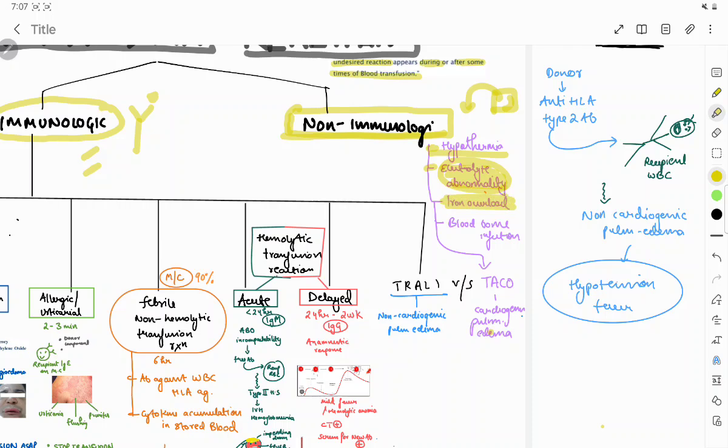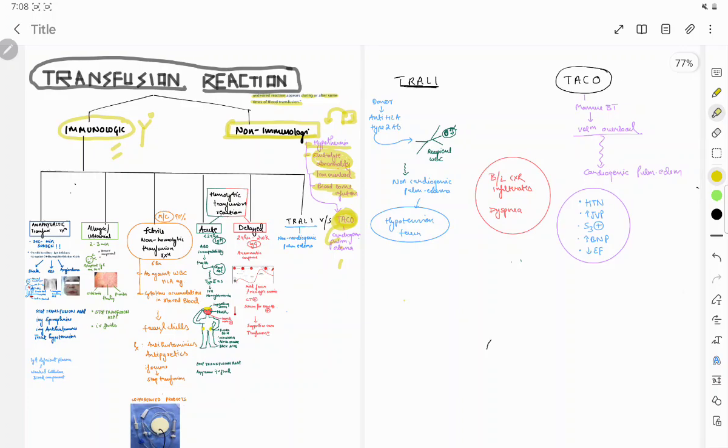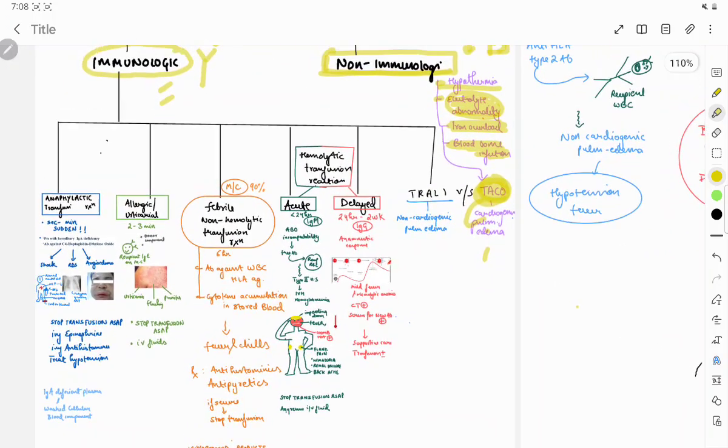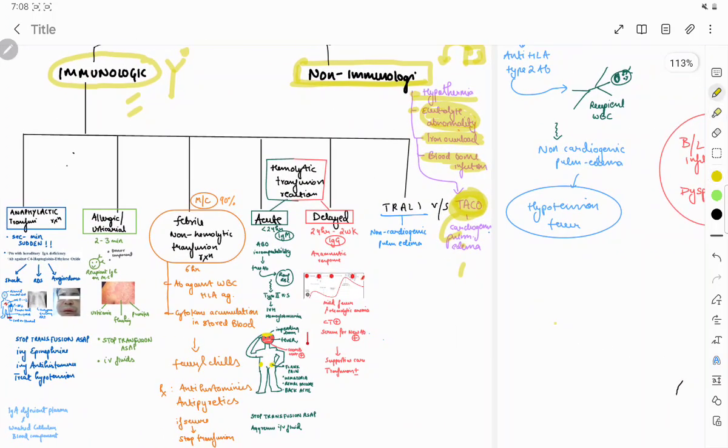Iron overload is well known in patients receiving repeated blood transfusion, as in thalassemia. Blood-borne infections are the reason why we are going to screen patients for HIV, HBV, HCV. TACO, now you need to remember this, that TACO is also a non-immunologic type of transfusion reaction, that is transfusion associated cardiac overload that presents with cardiogenic pulmonary edema. So let's study what we are going to study, that is the immunologic type of transfusion reaction.